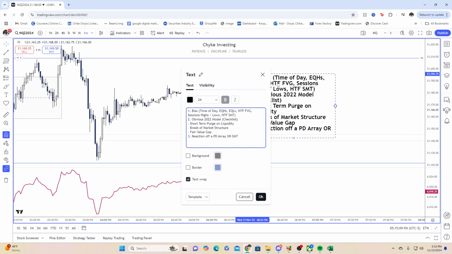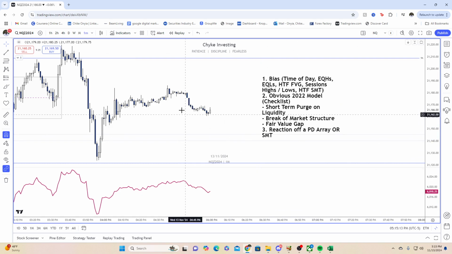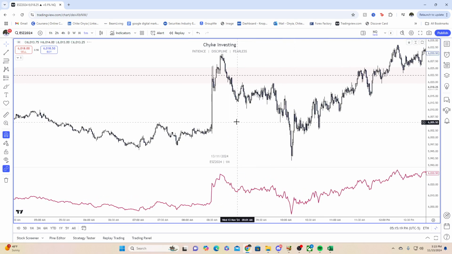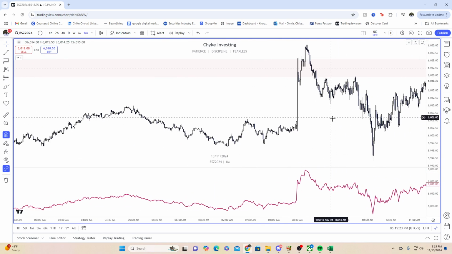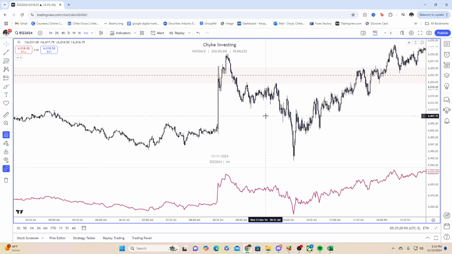So this is a full checklist. Now let's go into a couple of examples, right? There's a really good one on ES today. And let's go over that example. So this is ES, and let's check if this pans out with our checklist.